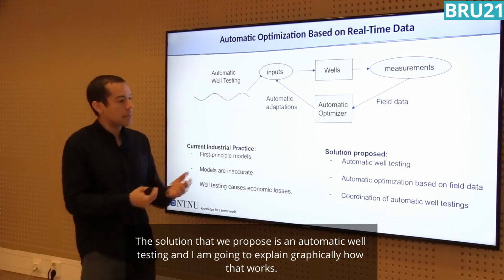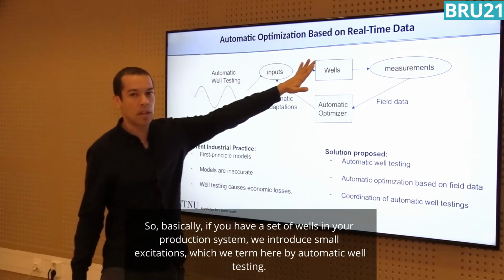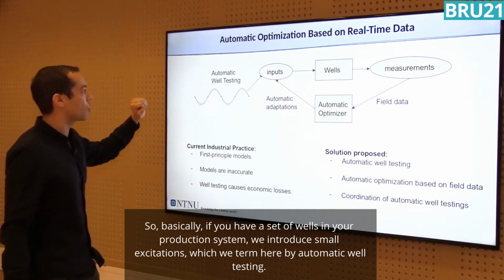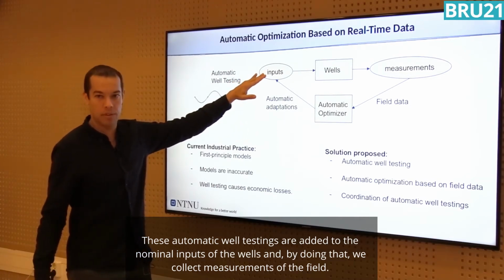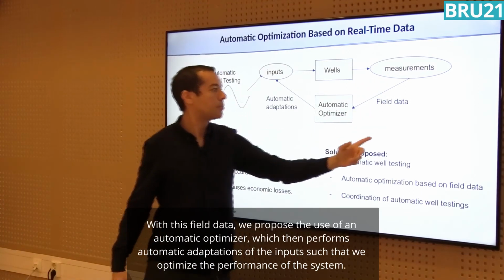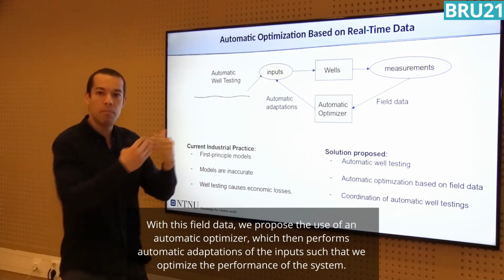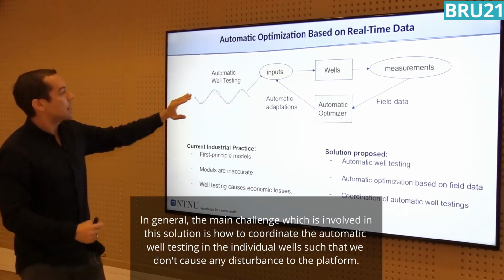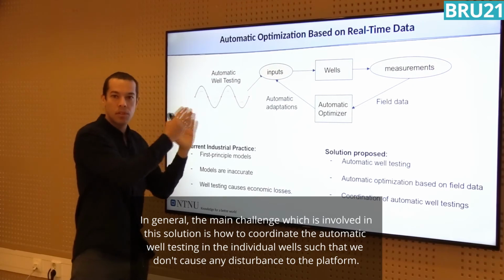The solution that we propose is automatic well testing, and I'm going to explain graphically how that works. Basically, if you have a set of wells in your production system, we introduce small excitations, which we term automatic well testing. These small excitations are added to the nominal inputs of the wells. By doing that, we collect measurements of the field, and with this field data, we propose the use of an automatic optimizer, which then performs automatic adaptations in the inputs, such that we optimize the performance of the system. In general, the main challenge involved in this solution is how to coordinate the automatic well testing in these individual wells such that we don't cause any disturbance to the platform.